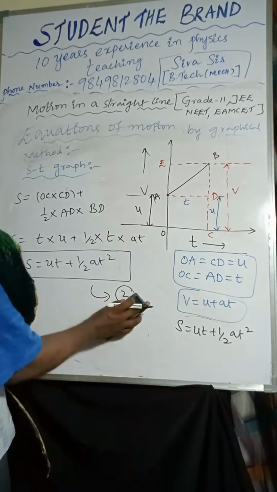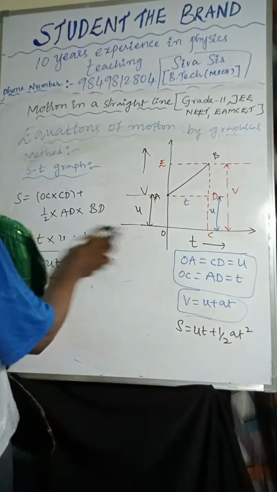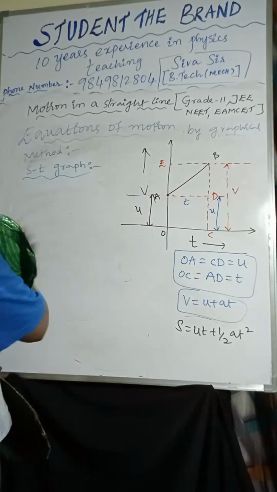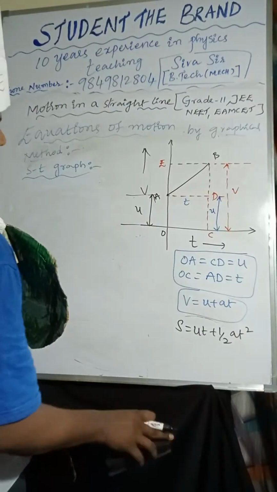Coming to the third equation of motion, the position and velocity graph. In this case, it looks like a trapezium.